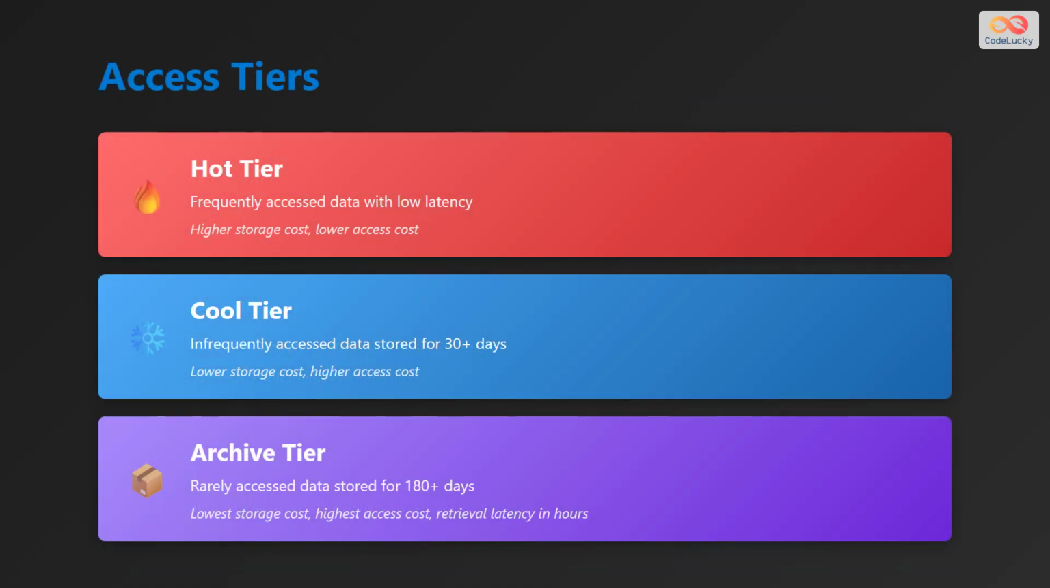Azure Blob Storage provides 3 access tiers to help optimize your storage costs based on how frequently you access your data. The hot tier is designed for frequently accessed data that requires low latency. It has higher storage costs but lower access costs, making it economical for data you use regularly. The cool tier is for infrequently accessed data that you plan to store for at least 30 days. It offers lower storage costs but higher access costs compared to the hot tier. The archive tier provides the lowest storage cost but the highest access cost and is intended for rarely accessed data stored for at least 180 days. Keep in mind that retrieving data from the archive tier can take several hours.